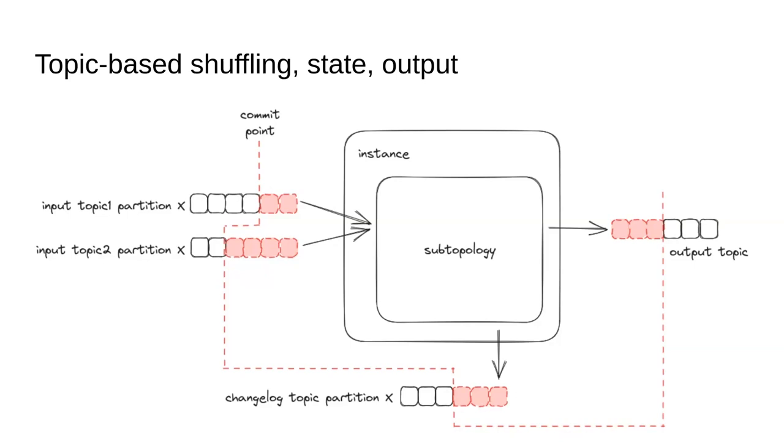So what we're looking at here is the white boxes are committed records. The commit point is this red dotted line. And then the red boxes are uncommitted records. So what happens if this subtopology fails right now?